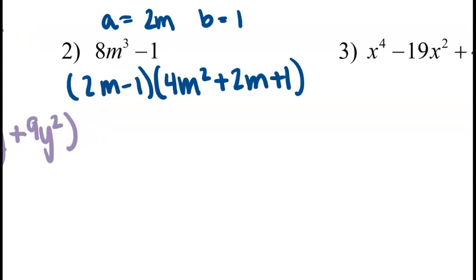Alright, so here we have it. I've got my a being 2m, my b being 1, and just plugging that into the formula. So 2m minus 1, 4m squared plus 2m plus 1.